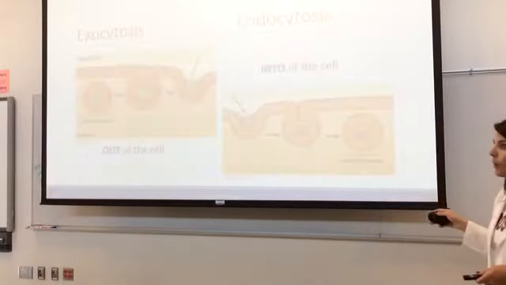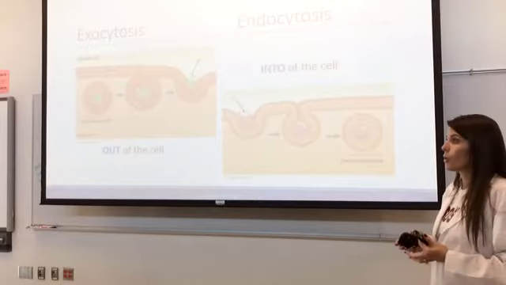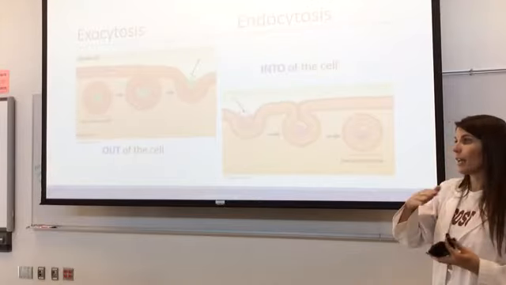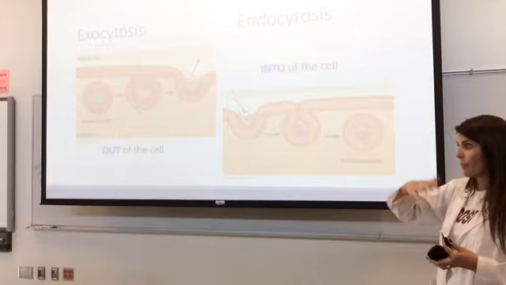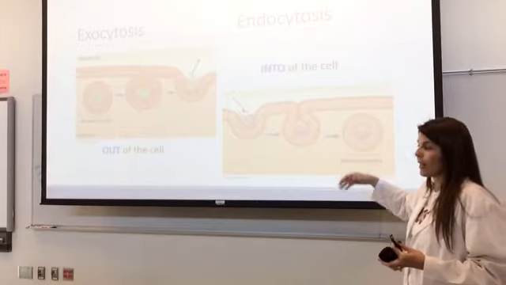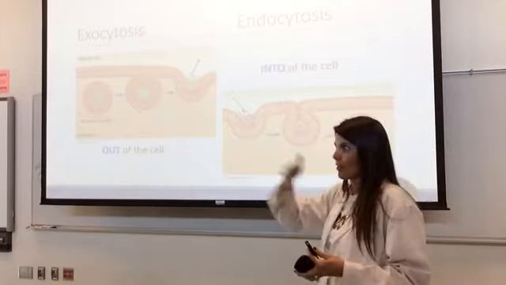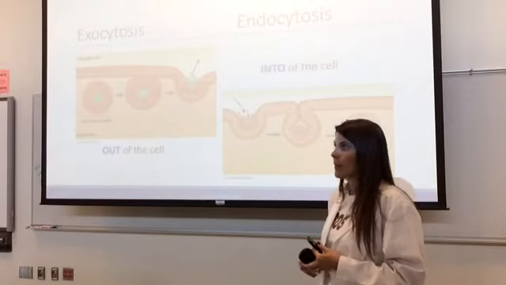So how does it move to the next cell? It either goes through diffusion, through your blood, however it's going to get there. If it's a hormone, it's usually through diffusion, so it's just going from high to low concentrations.